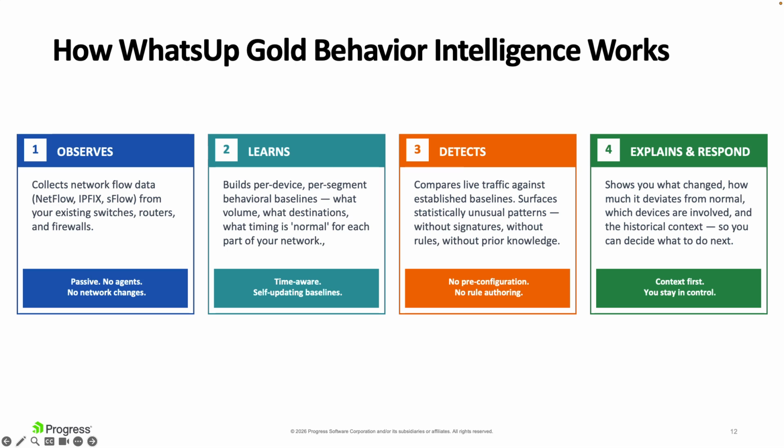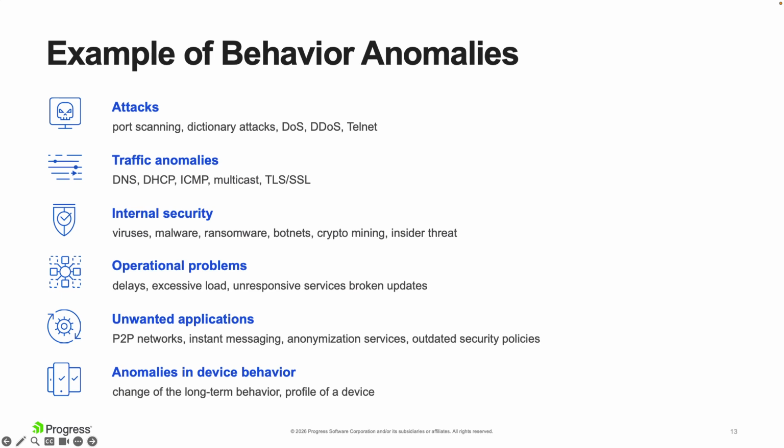For example, you can set some automation so that when this anomaly is detected, the host is put into quarantine by the firewall, and other stuff like that. So that's in a nutshell how it works. And we can now look at different types of behavior anomalies that the behavior intelligence can detect.